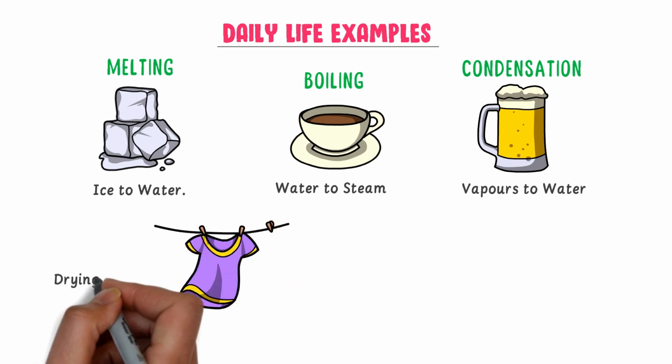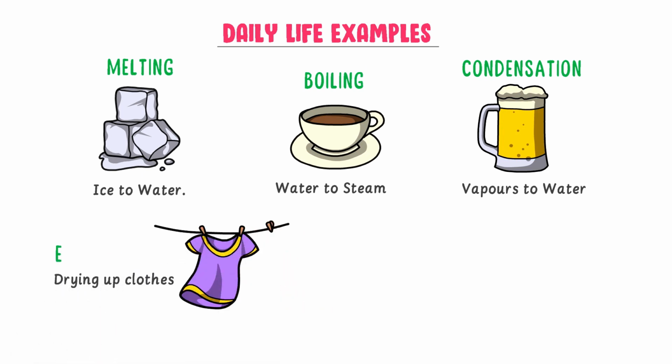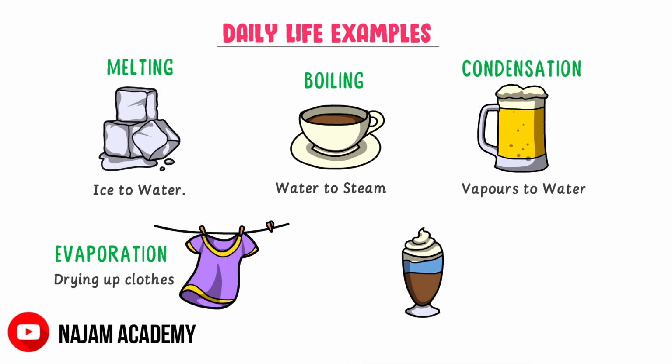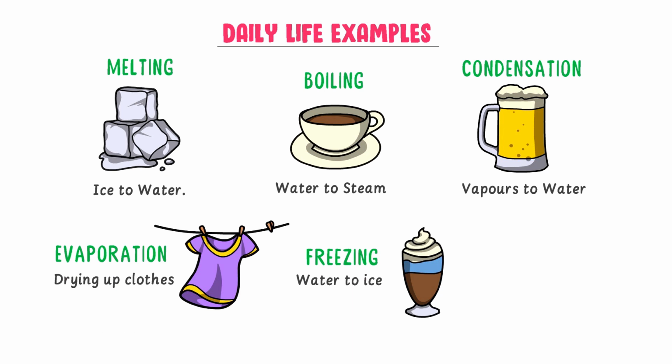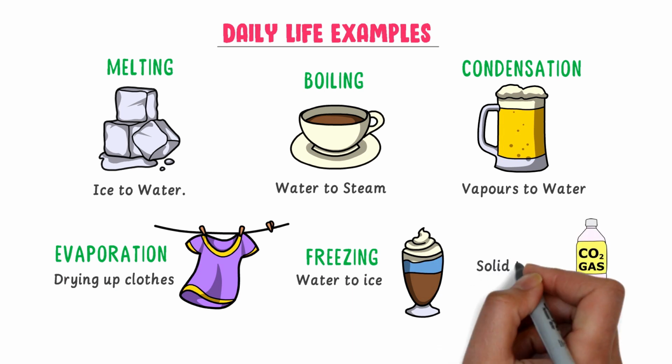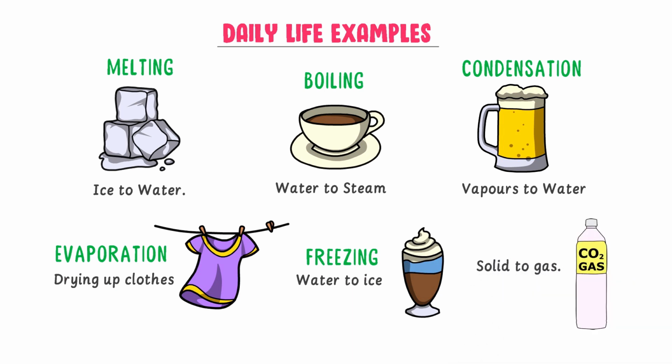Fourthly, the drying up of clothes is an example of evaporation. Fifthly, when water turns into ice, this is freezing. Sixthly, when dry ice or solid carbon dioxide converts from a solid to a gaseous state, it is called sublimation. Seventhly, the snowfall is an example of deposition. So these are the daily life examples of changing states of matter.